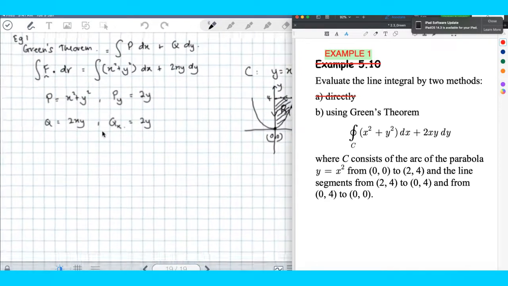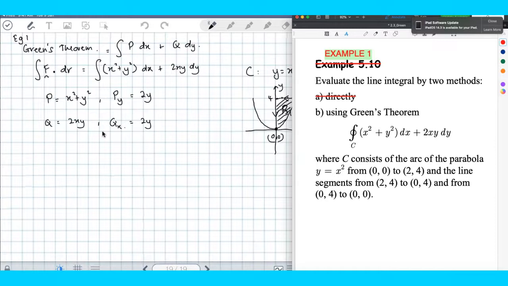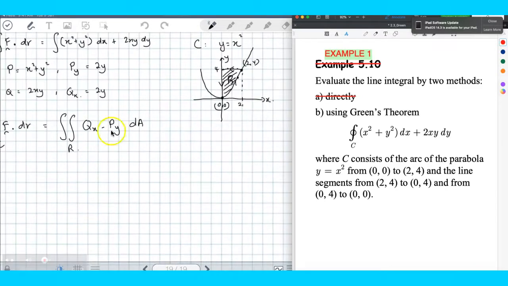Okay, so now using Green's theorem, we need to find the integral of f dot dr along the curve C, and C is a closed curve in the anti-clockwise direction. Now using Green's theorem, we apply the double integral, where the formula is qx minus py dA over the region R. Now you got the region here in this particular shape. So we have the equation, this is the equation, y equal to x squared.